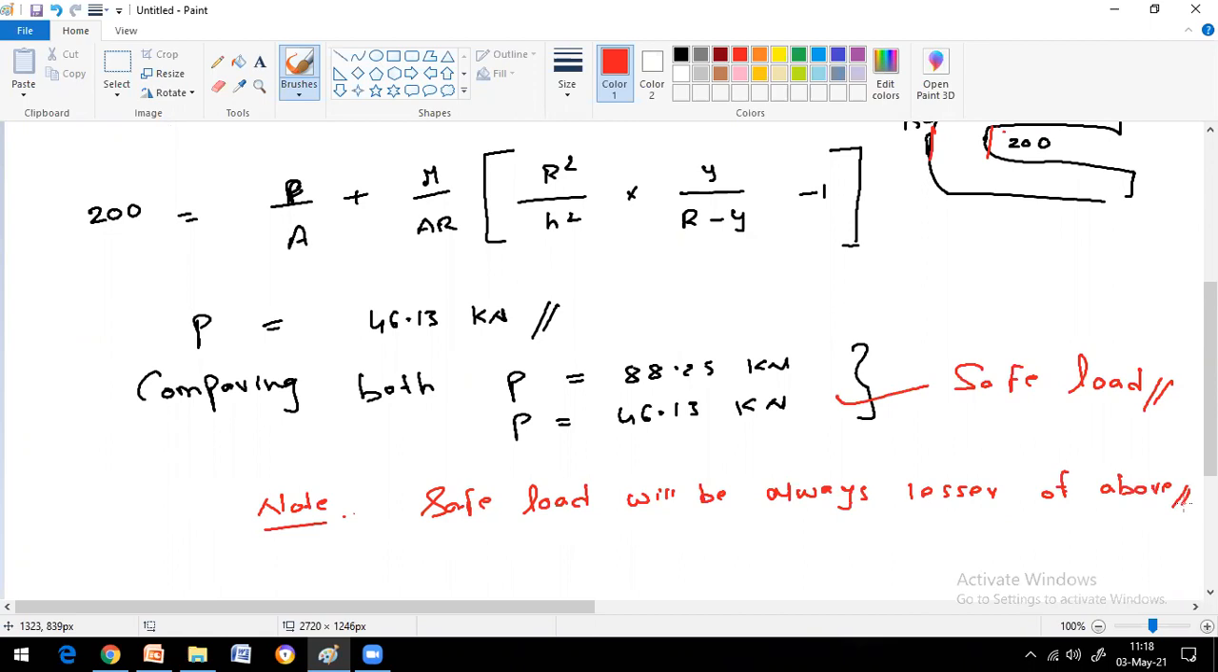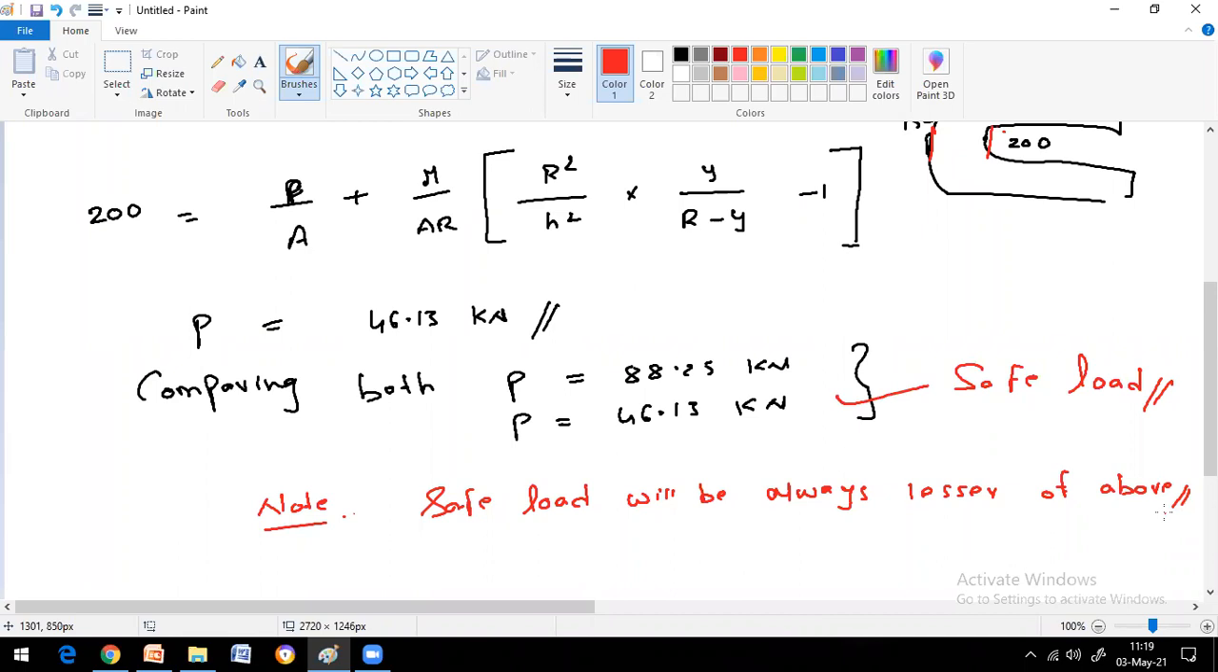In GATE also, they may just give the values and ask which will be the safe load for the curved beam, which is to be considered so as not to exceed the bending stresses under compression and tension. Then always take the minimum load as the safe load. That is always safe to keep your member within the limits, within tension and compression. Clear? So this is the problem on curved beam.